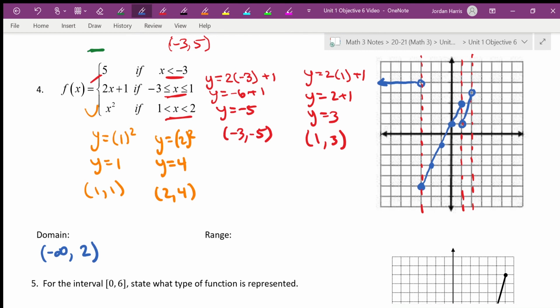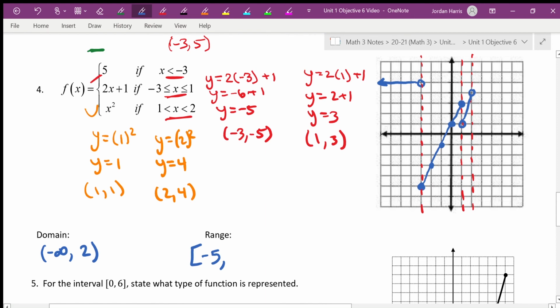Okay, my range, how far down? Right here, 1, 2, 3, 4, 5. That's the furthest down I go. How far up? So how far up do I go?